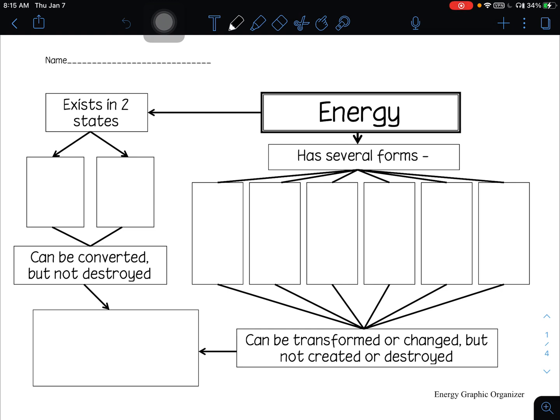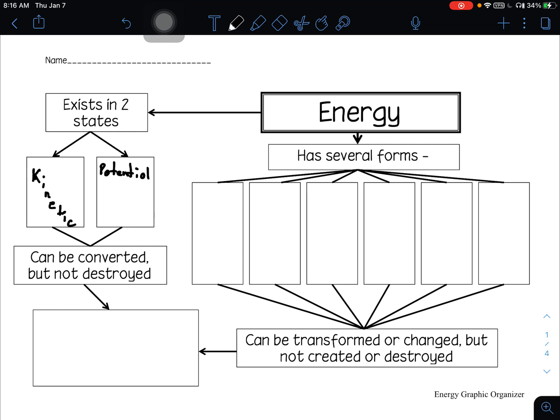Energy exists in two states, which we talked about yesterday. It can be kinetic and potential. Okay, all energy can come in those forms. The energy that is actually being used is the kinetic energy, and the stored energy that might be there but not currently in use is called the potential energy.